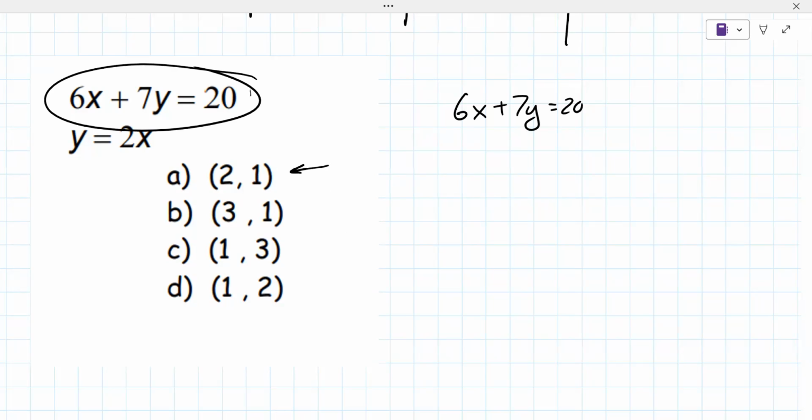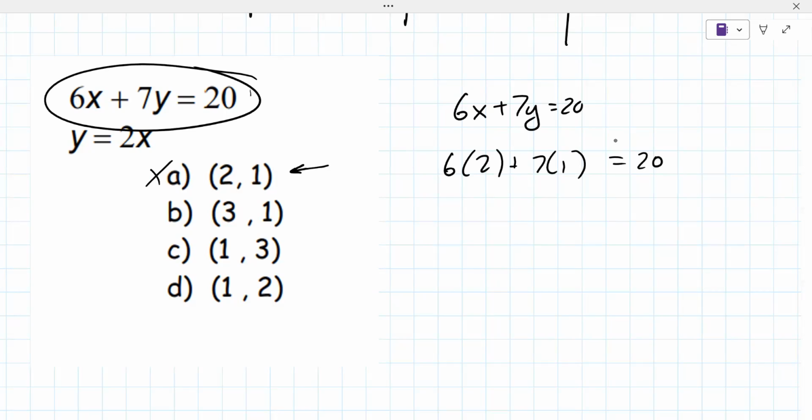15. So that first one wouldn't work because that's 19, right? It doesn't equal 20 unless I'm off. Okay, so we're trying to get out of the habit of me doing the work there. You've got to be comfortable putting the numbers in, multiplying and adding. So is this true or not? 6 times 2 plus 7 times 1, 20. No. Okay, so that one's out.